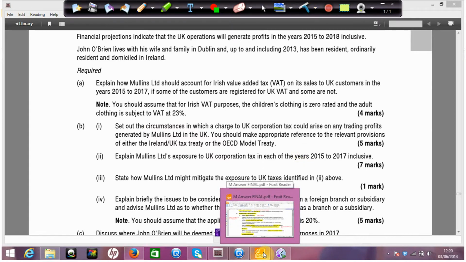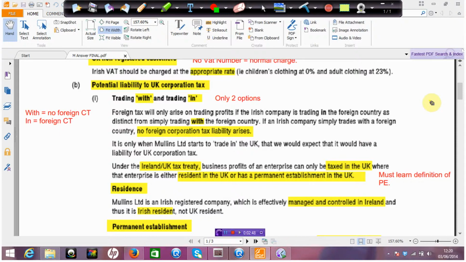Do have a good look through the scenario before you look at the answer itself and try to get a fix on it. Okay, so in terms of this part B here, as I've said, two key points really, this area of with or in. So what they're doing at the moment, it seems, is that they're simply trading with the foreign country, and as a result of that, there's no foreign CT. Okay, they don't have a close connection. They're simply trading overseas. Okay, so no foreign corporation tax in relation to that particular scenario.